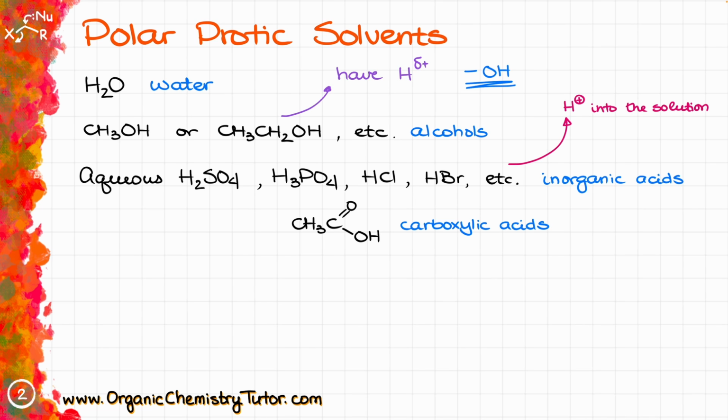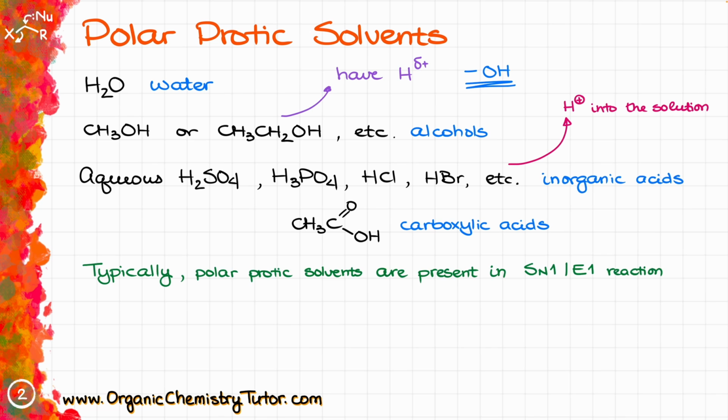Now, where do we normally see polar protic solvents? When it comes to substitution and elimination reactions, polar protic solvents are typically associated with unimolecular reactions. That means they are most typically our solvents in SN1 and E1 reactions. Can the SN1 and E1 reactions happen in other solvents? Yeah, sometimes. But why do we prefer polar protic solvent for the SN1 and E1 reactions?